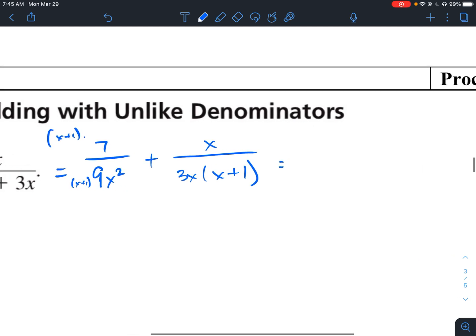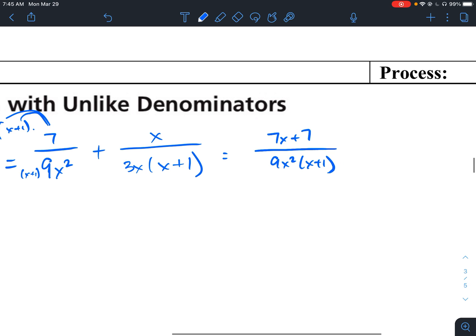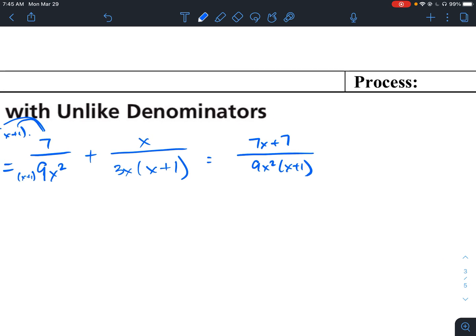So then if I distribute inside the numerator, I get 7x plus 7 divided by, honestly, I think it's good practice to not distribute in your denominator. Maybe not now anyways. So I'm just going to leave it as factors of 9x squared and then x plus 1. Now on the right side, like I said, I need to multiply by a 3 and an x, because if I do this, I'm going to get 9x squared here, which is what I have over here.